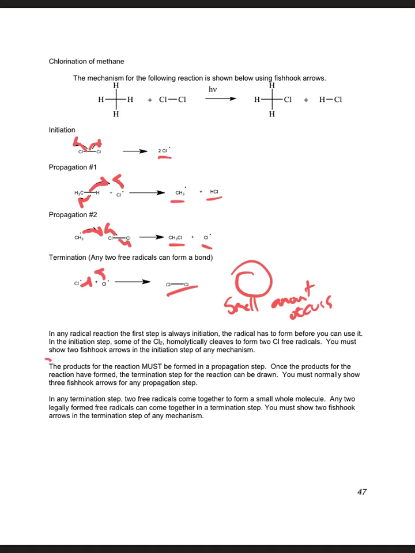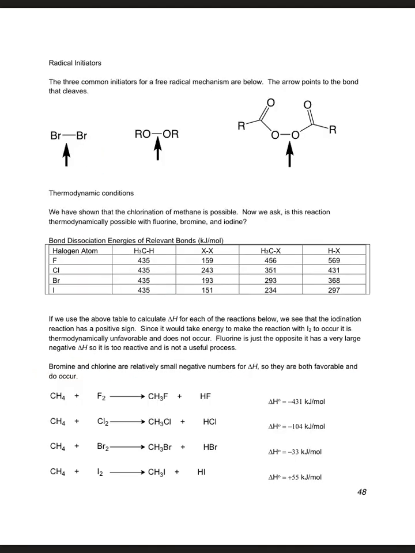All the products for the reaction must be formed in a propagation step, okay? So if it's not formed in a propagation step, it's not showing what's going on in the main portion of the reaction. The termination step is only if it happens once in a while, so you can't count on the product forming in that step, okay? So be careful about that.